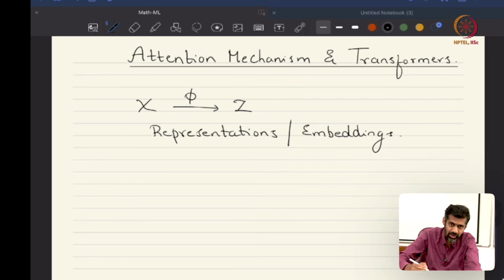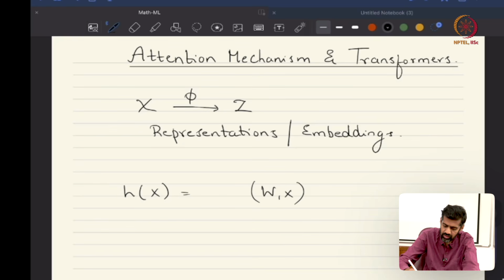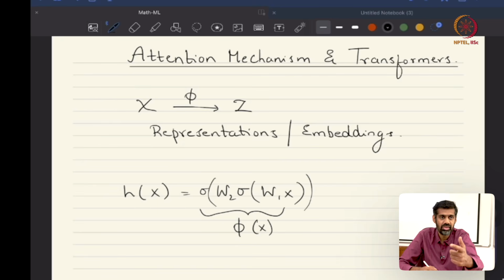Now, if you carefully look at what we did with neural networks, we had a composite function. We said h of x for a neural network started with some transformation, and then there is another transformation and so on. So, this is what we said a neural network is. Now, this entire operation can be seen as some nonlinear projection of data from one space to the other, isn't it?